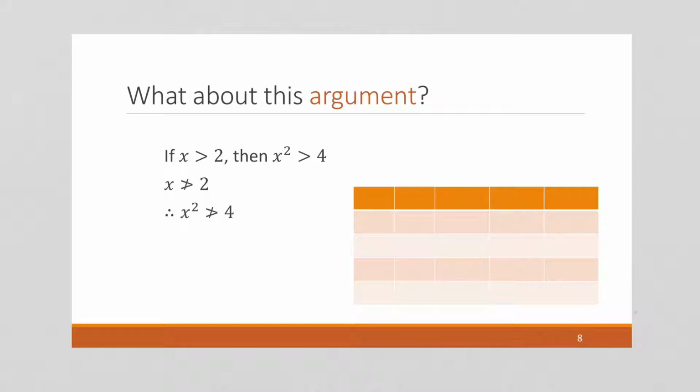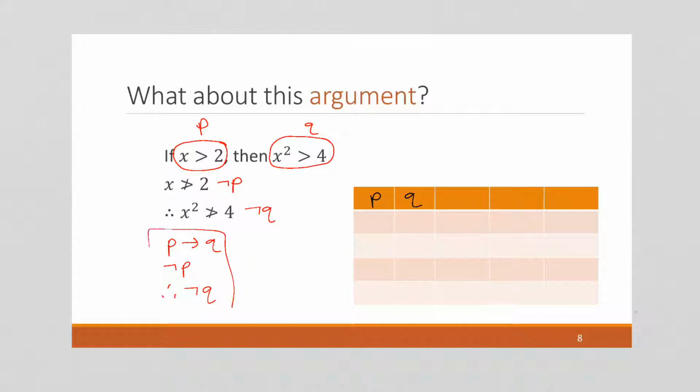Let's figure out its argument form. So I'm going to call this P, call this Q. So this one is not P, and this one is not Q. Let's write out a truth table. First of all, let's finish it. This is P implies Q, not P, therefore not Q. So this is a new argument form. This is not one we've seen before yet. P, Q, P implies Q, not P, therefore not Q.